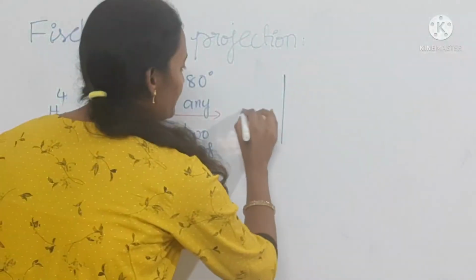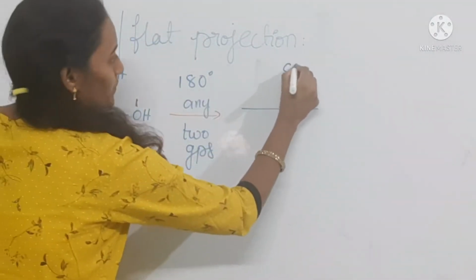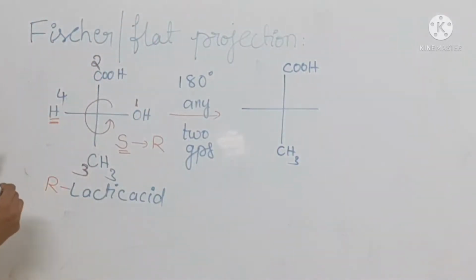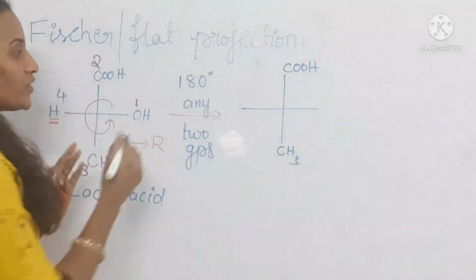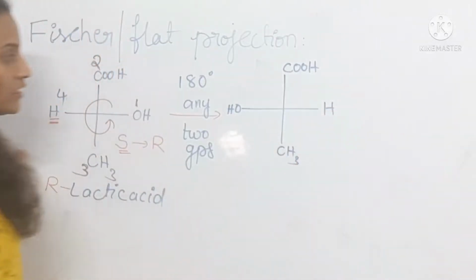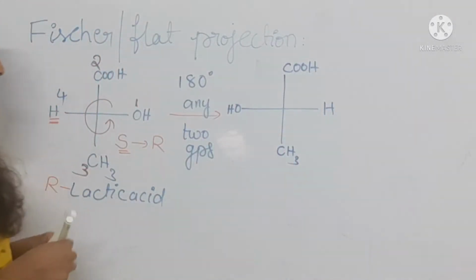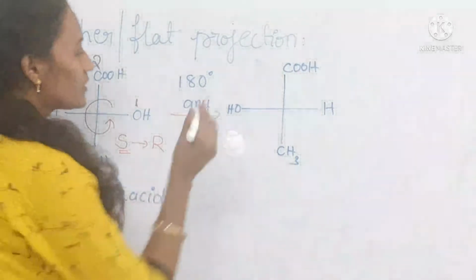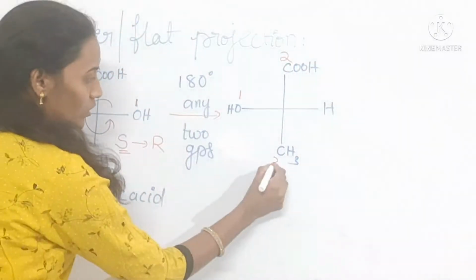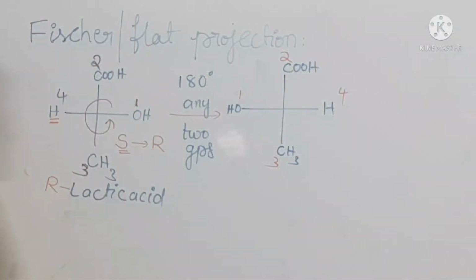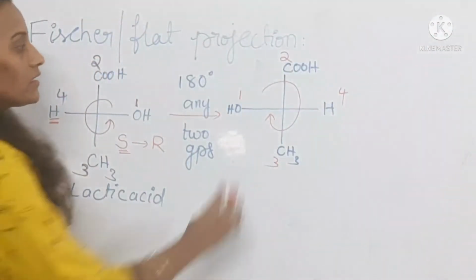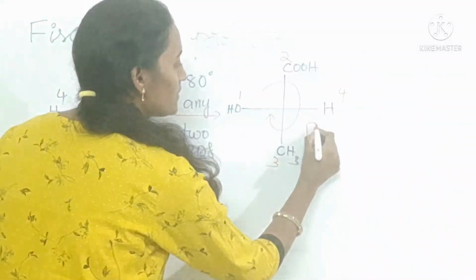Just once see here. The groups on the vertical line are the same, COOH and CH3. After exchanging 180 degrees, the groups on the horizontal line, their position will be reversed. Left becomes right, right becomes left. Now you can assign priority for these groups. This will get first preference, next one is second, the COOH third, CH3 is third and hydrogen fourth. So how will the plane polarized light rotate? That is in a clockwise direction, that means R.